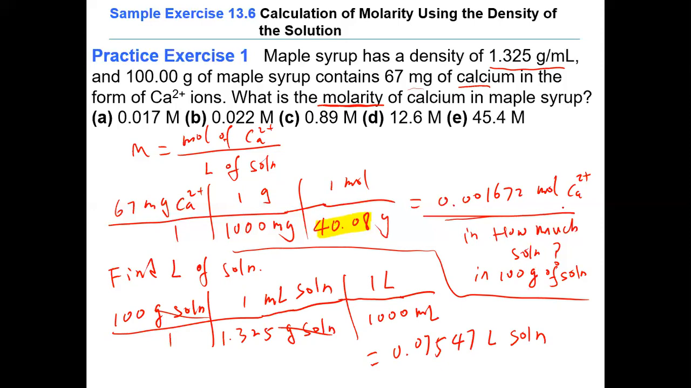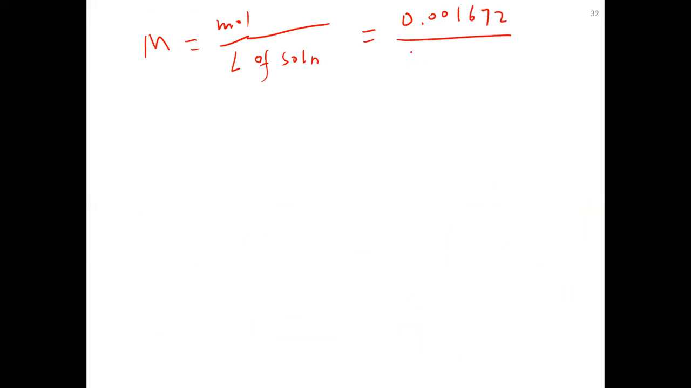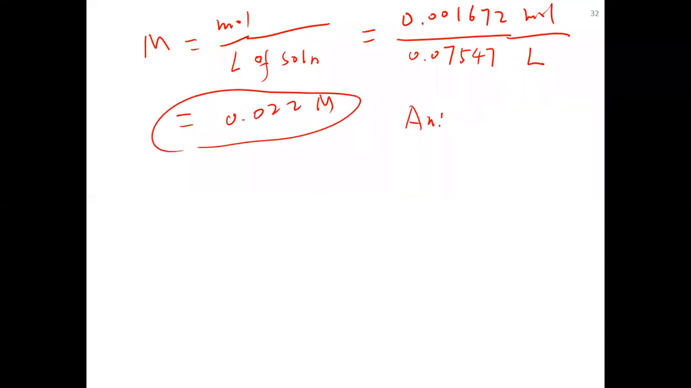Okay, so now you know the moles of the calcium ion, you know the liters of our solution. What you do, just take these two numbers and divide, right? So molarity equals moles over liters of solution. So we find the molarity of the calcium ion: 0.001672 divided by the liters of solution, which is 0.07547. So that is the moles, and this is the liters. Therefore, you get 0.022 capital M, and this is our answer B.